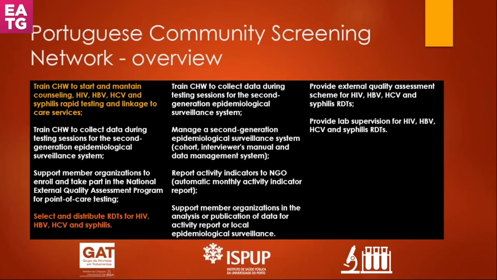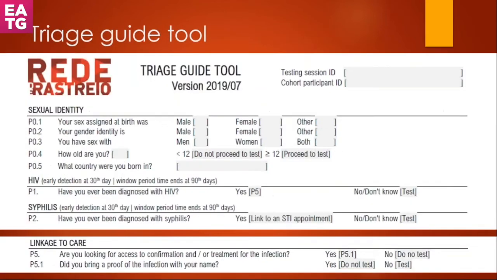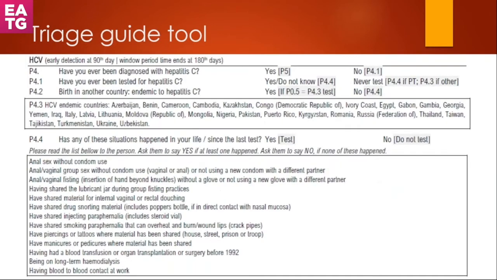So this was the Triage guide tool. As you can see, it's only one paper with 15 questions, and this is applied after training. People take 2 to 3 minutes to ask all these questions. And after this is filled, they know which of the 4 tests to apply and the reason why.